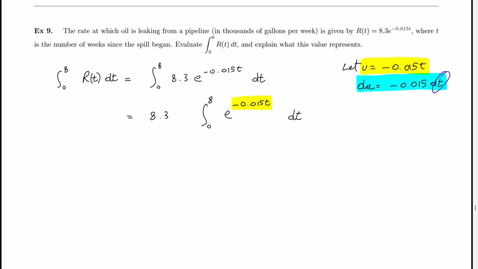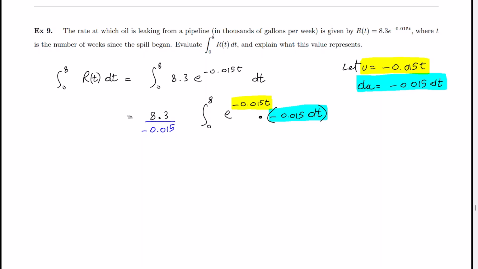Well, I have the dt, it's right there, but I'm missing the negative 0.015. So you know what? Let's go ahead and squeeze it. I'm going to move the dt a little bit, and I'll squeeze in the negative 0.015. And to keep everything balanced, I'll put a negative 0.015 on the outside in the denominator. So this whole portion would represent my dt, multiplied with the original quantity, and I'm balancing it out by putting the extra negative 0.015 on the outside.